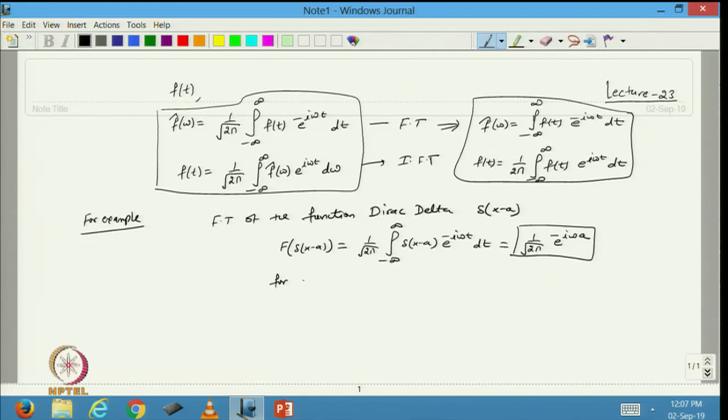Now suppose I take a equal to 0. In that case my Fourier transformation of the delta function will be 1 over under root 2 pi into 1. But generally in some books they take the Fourier transformation of the Dirac delta function as 1, because they are using the other type of expression. In that case the value will be 1, but here we are using this one, so that is why the value 1 over under root 2 pi is coming.